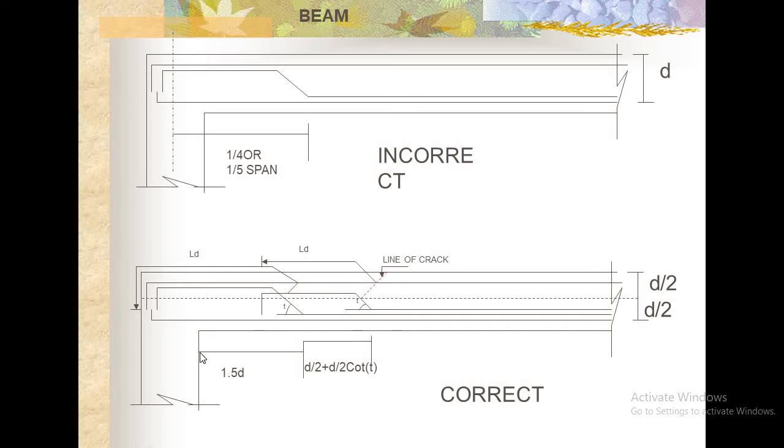So from the support, 1.5 times D, you need to provide the bending up like this one. From that point, D by 2 plus D by 2 cot theta, where theta is the angle of bending up. That much length also you need to provide as an additional bending up of alternate bars. It will be very useful. This type of reinforcement layout is very useful to prevent cracks due to shear force.